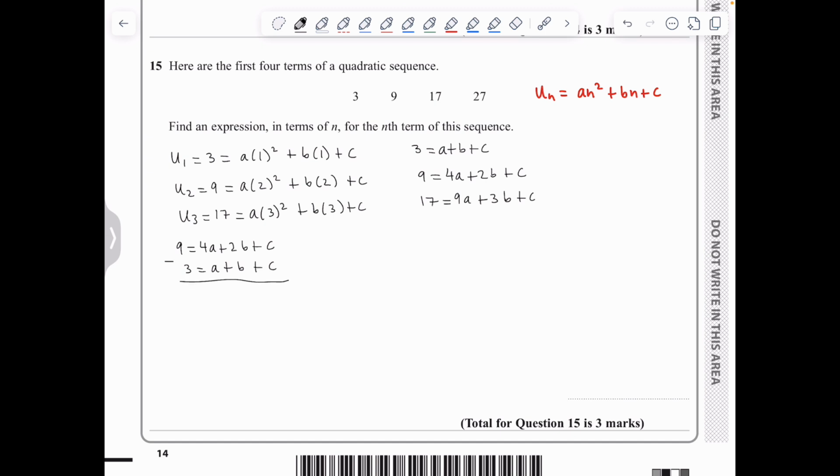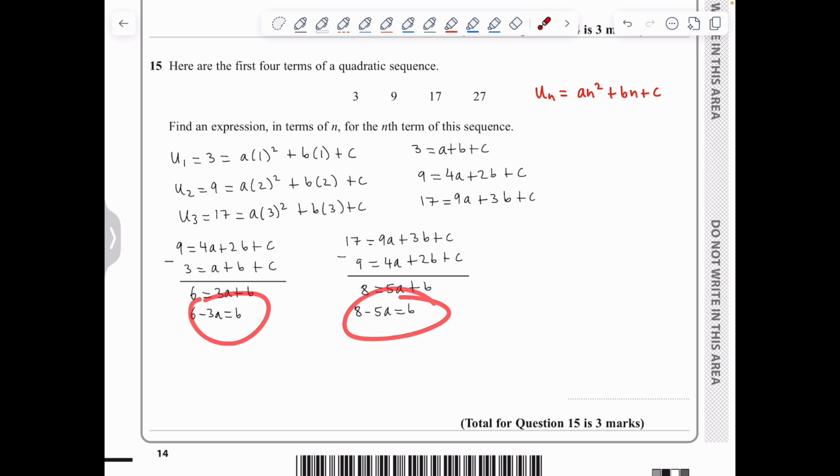And if I deduct one from the other, I get 6 is 3a plus b, which means that 6 minus 3a is equal to b. I will then consider the third and the second equations. So I've got 17 is 9a plus 3b plus c, and 9 is 4a plus 2b plus c. I will deduct again one from the other, leading to 8 is 5a plus b, and therefore 8 minus 5a is equal to b, and I can proceed in combining these two together to determine the value of a.